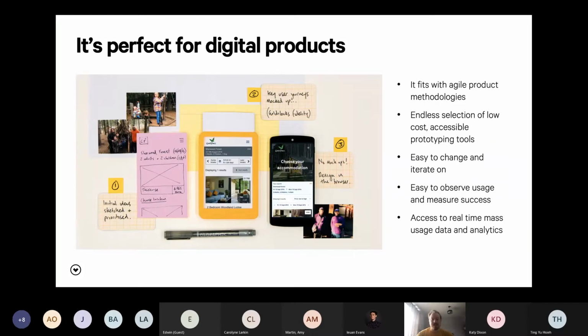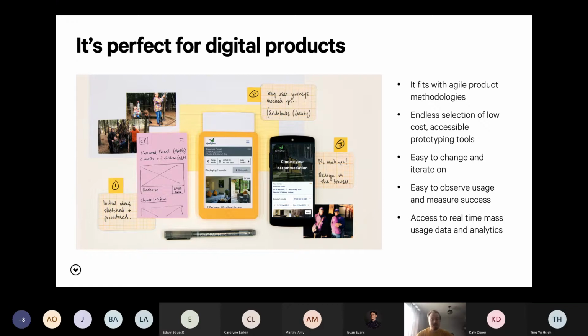But actually, it's really good for digital products. Again, it fits with agile methodologies. You can do things at pace, and design sprints can work in weeks. You can continually learn. You can break design down into smaller chunks. And it can be measurable, and you can get real-time access to mass data and usage and understand how people are using your designs.